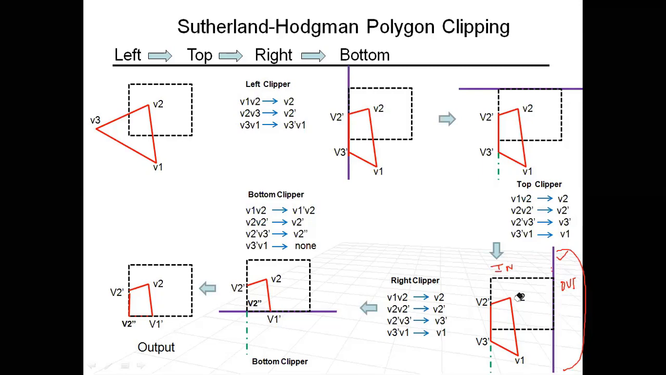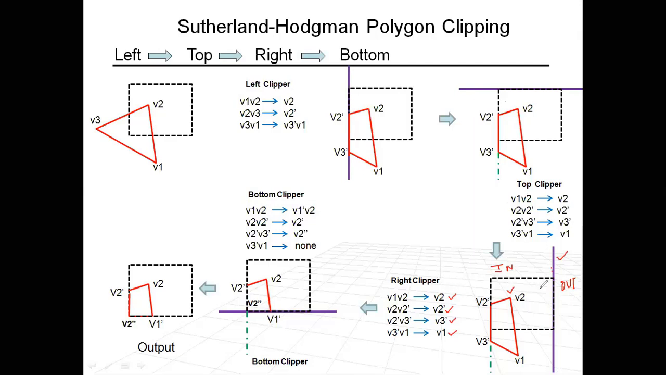Fine. So let's again follow the rule. All are inside, so all the vertices should be saved. v1 to v2 we will move. v2 is saved. v2 to v2 dash, v2 dash is saved, v2 dash to v3 dash, v3 dash is saved, v3 dash to v1, then v1 is saved. All the vertices are saved. So basically no clipping is performed across this edge. So this is the resultant figure after the right clipping.